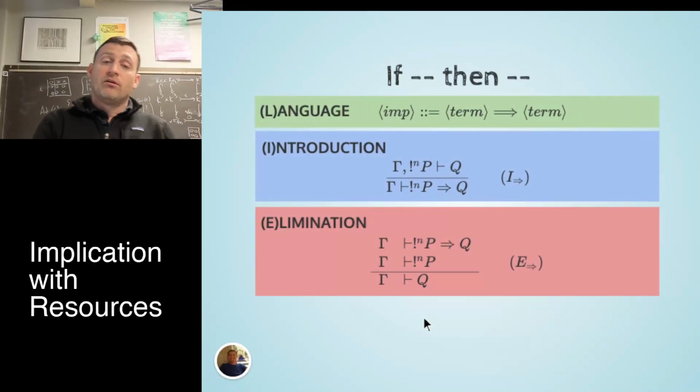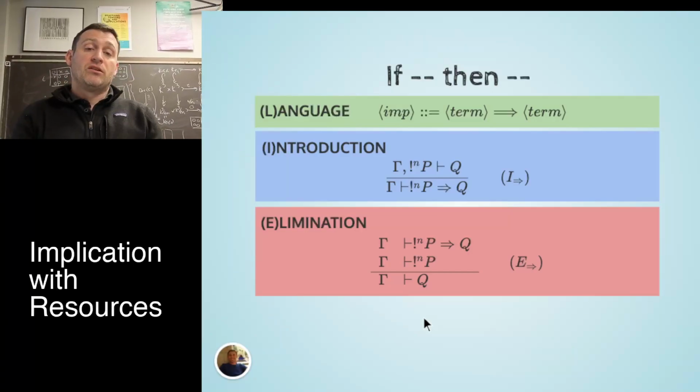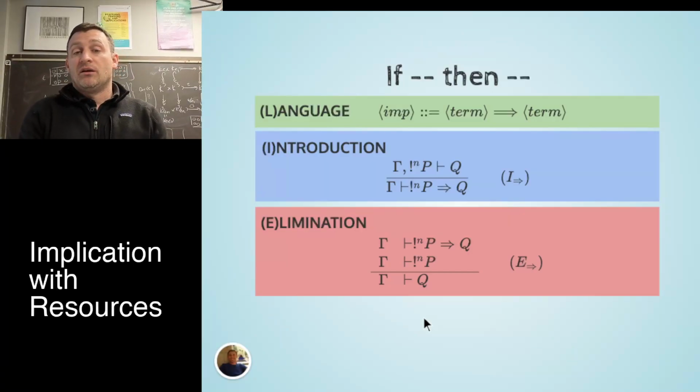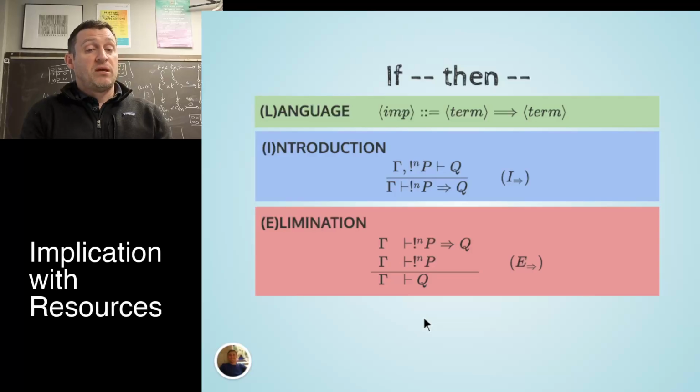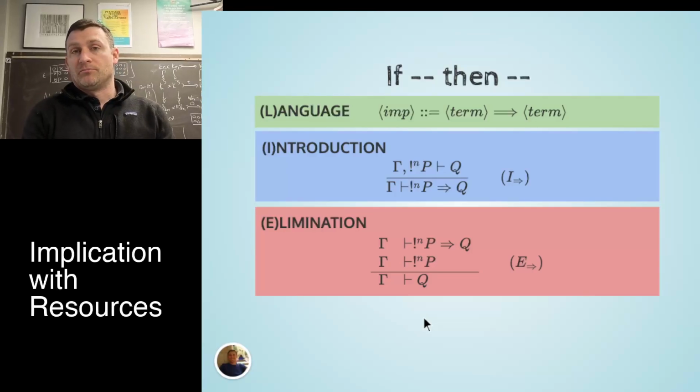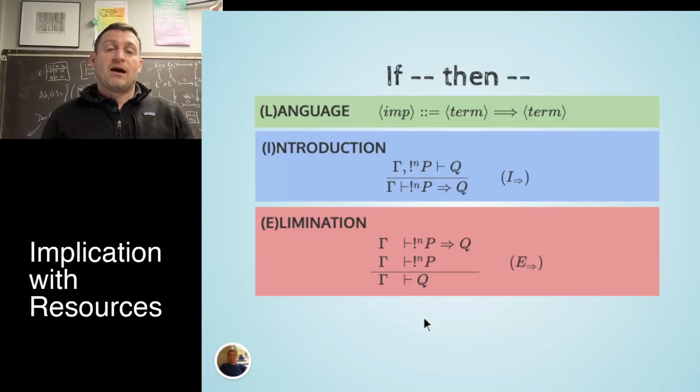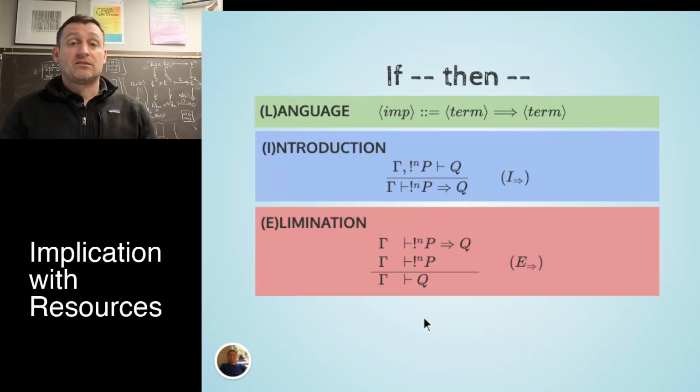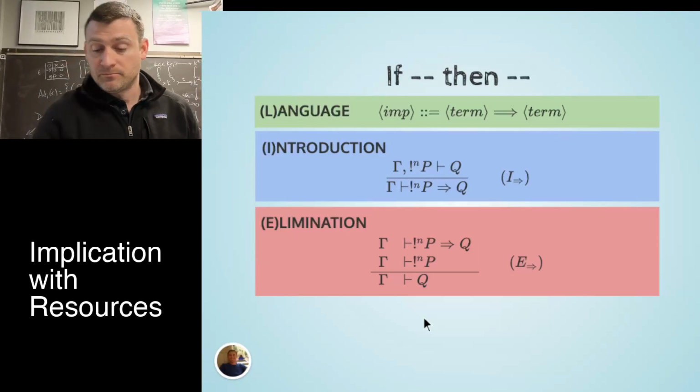If we put it together, we can now say the same rules in this small compact notation. If Gamma together with n copies of P entails Q, then Gamma entails n copies of P implies Q. And if Gamma entails n copies of P implying Q, and Gamma also entails n copies of P, then Gamma entails Q. The premise here has now been matched with the counting. It lets us talk about resources.